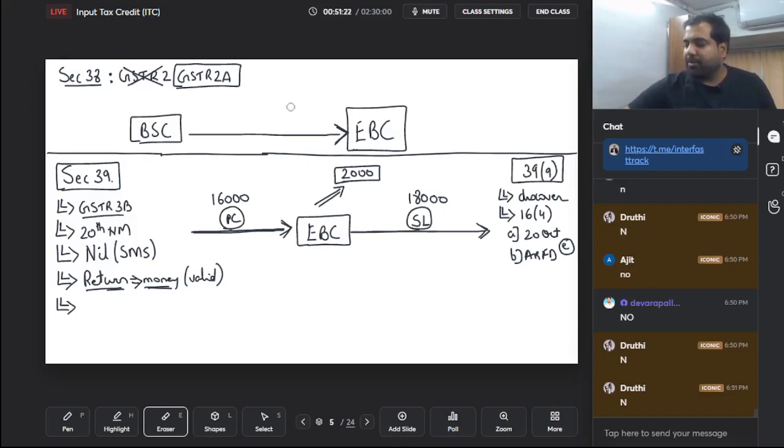Alright, is there anything else? Let me check, guys. GSTR 3B.